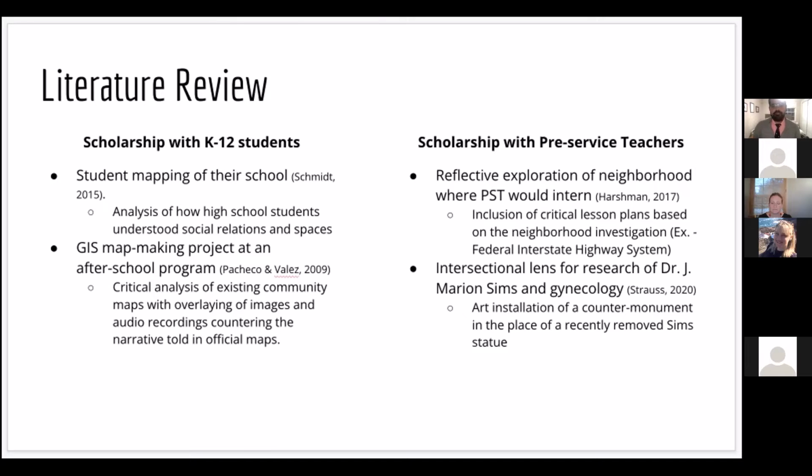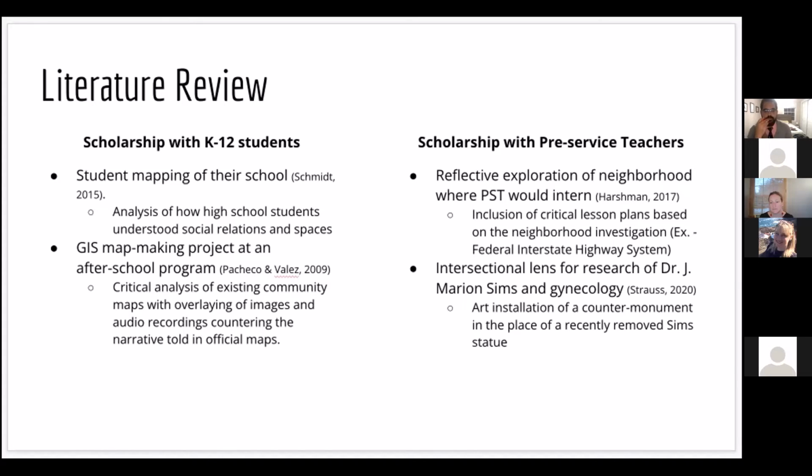With some of the scholarship with pre-service teachers, one was just introducing spatial analysis to pre-service teachers in general and seeing how that impacted the way that they would teach. But another study by Strauss that I thought was really interesting was she was teaching a study on an intersectional lens of race, gender, and class, looking at Dr. J. Marion Sims and the field of gynecology. And there was a prominent statue in New York City of Sims. The top of it was taken off, but the pedestal remains. And so the project within this class was to create an art installation that could be a counter monument that sat on top of the pedestal, really speaking back to the ways in which Sims was being honored before.